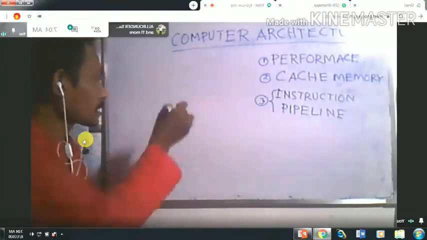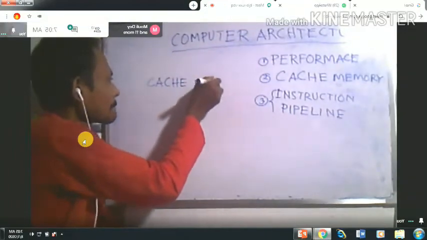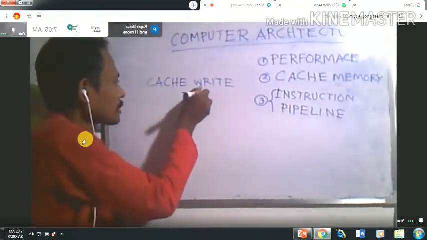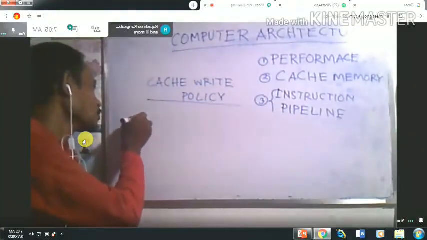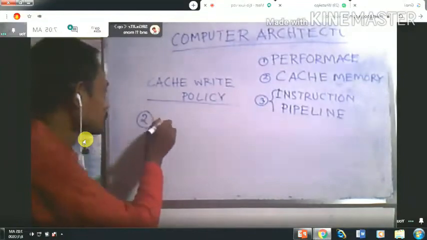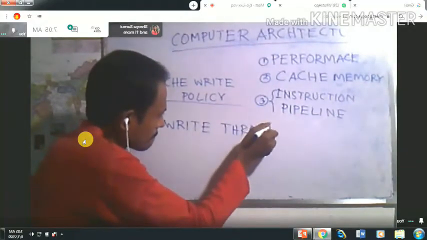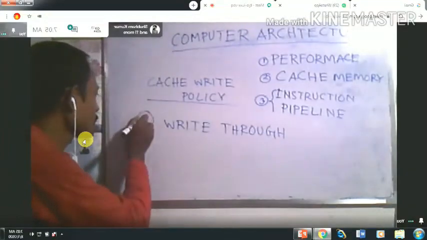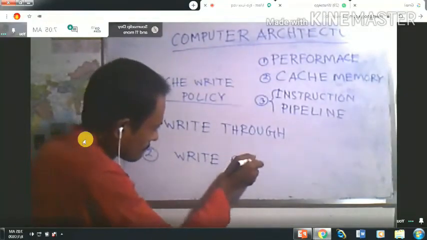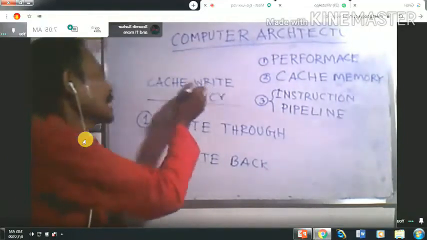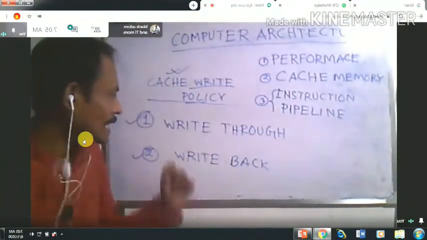So, cache write policy. There are two write policies. One is called write through, that is number one, and number two, write back. So there are two important write policies of the cache memory: write through and write back. So what are write through and write back?